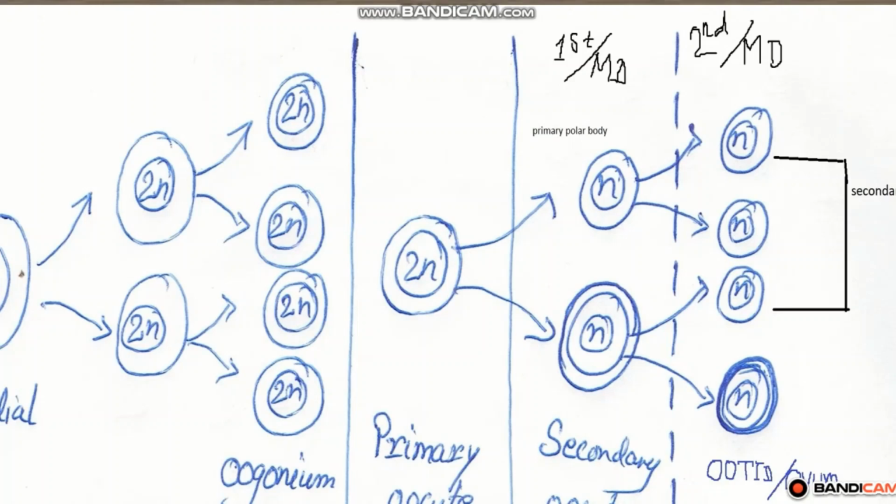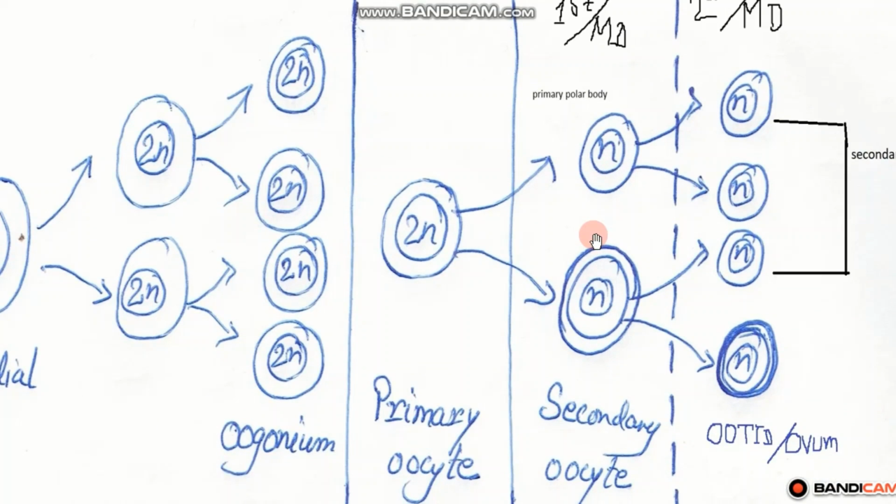Then it will form two half-number chromosome cells. Here it is written n, meaning half number, so they are haploid cells. Whenever this cell divides to form two cells, you can see one cell is smaller than the other. This one is the big cell and this one is the small cell. So in oogenesis, this cell divides into two haploid cells, but both are not identical to each other. Both cells are different from each other.